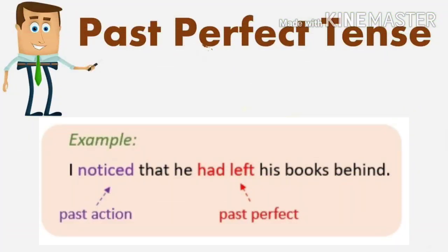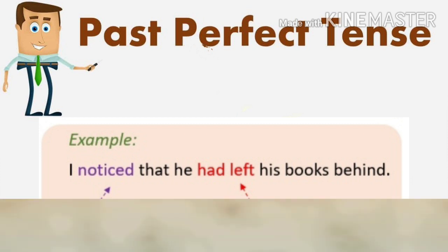See this example. I noticed that he had left his books behind. So I noticed is a past action, that is V2, simple past. Had left is past perfect. Here, leaving books behind is the first action, so we represented it in past perfect tense. Noticing is the next action, so it is in simple past. So, I noticed that he had left his books behind.